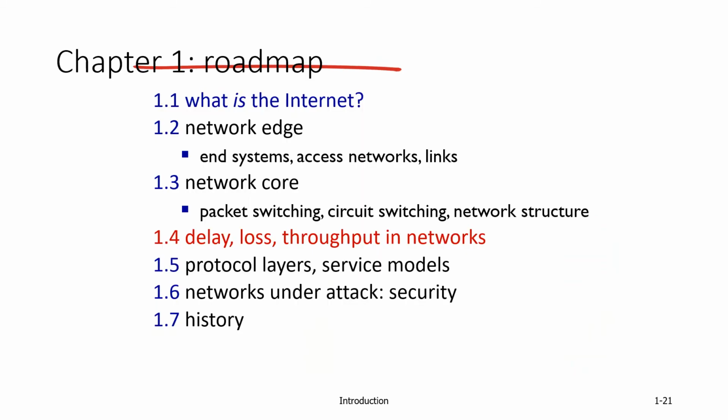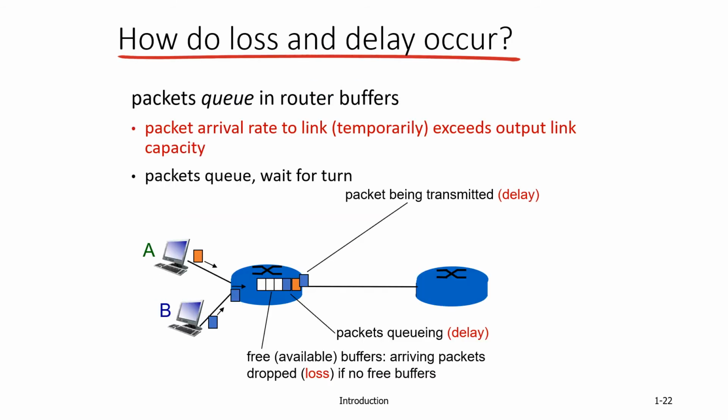Next, we will take a brief look at section 1.4. This is going to be about delay, loss, and throughput in computer networks. We briefly discussed queuing before. How do packets queue up inside the buffers in the router? If the packet arrival rate to the link exceeds the output link capacity, whether it is just momentary or permanent, then that means a queue is going to start building up inside the router.